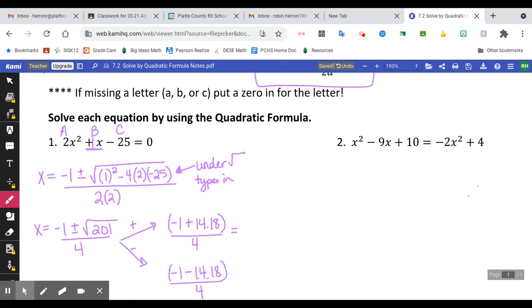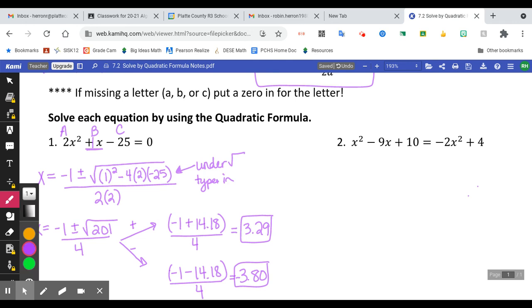And this gives me 3.29, again rounded to the hundredths place. And this one gives me negative 3.80. And those would be my two answers. So obviously, if we were doing this the other way from yesterday, it wouldn't be very easy to do, because they're both decimals. All right, let's move on to the next one.